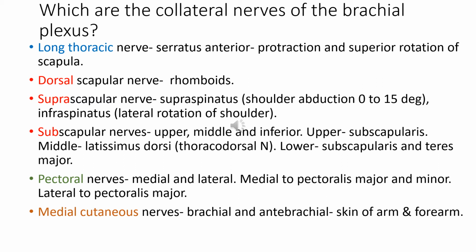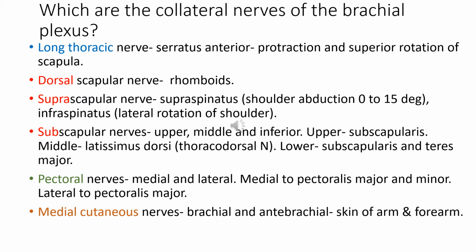Another nerve is the dorsal scapular nerve, which supplies the rhomboids. Another nerve is the suprascapular nerve, which supplies the supraspinatus and the infraspinatus. Supraspinatus is responsible for shoulder abduction from 0 degree to 15 degree, while infraspinatus produces lateral rotation of the shoulder.